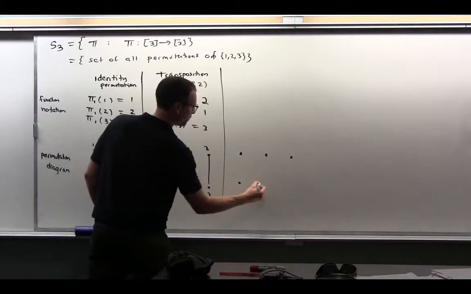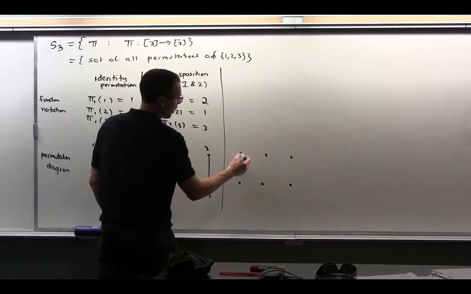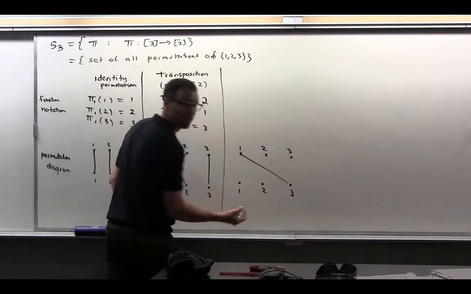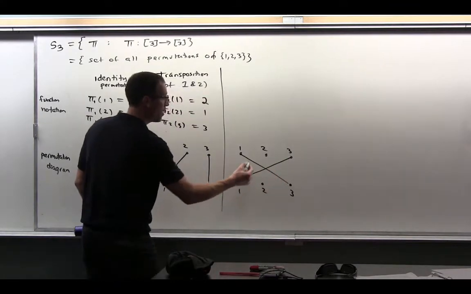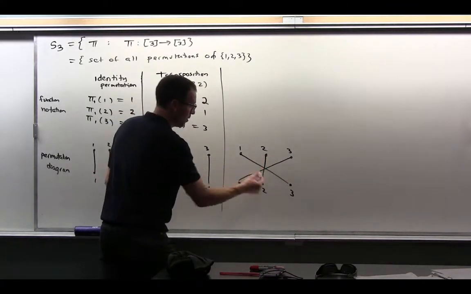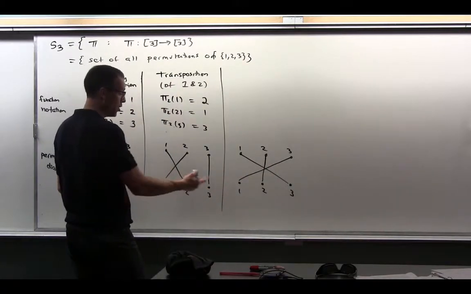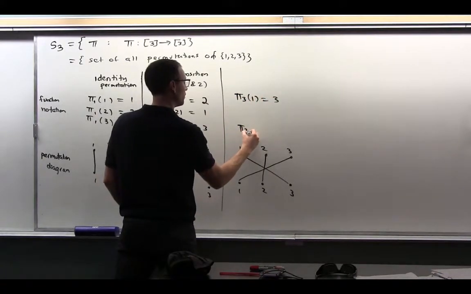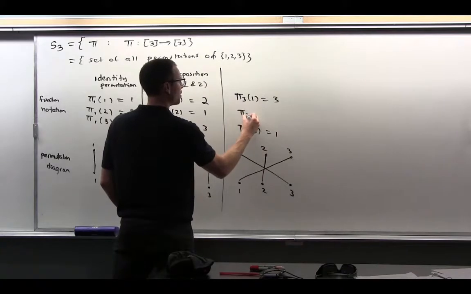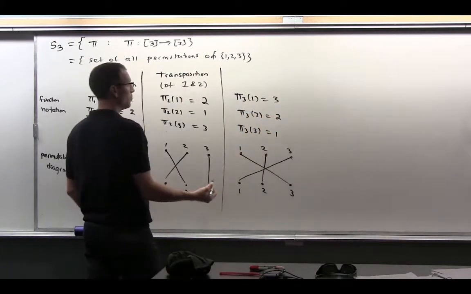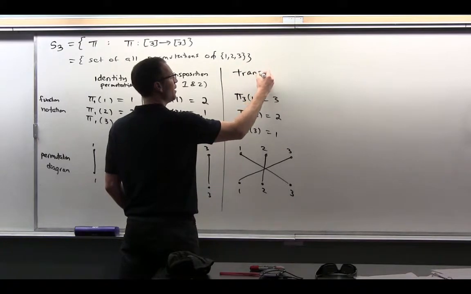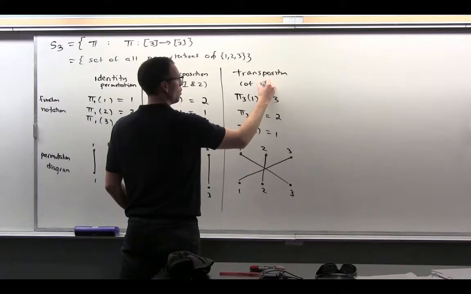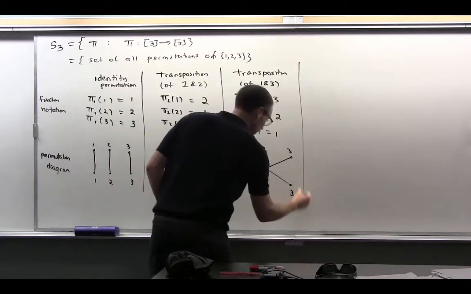What's the next one there? Okay, so that's kind of a natural choice. 1 goes to 3, 3 goes to 1, 2 goes to 2. What do you notice about this thing? Let's call this number 3. 1 goes to 3, 3 goes to 1. What happens to 2? Nothing. This is also known as a transposition of 1 and 3.